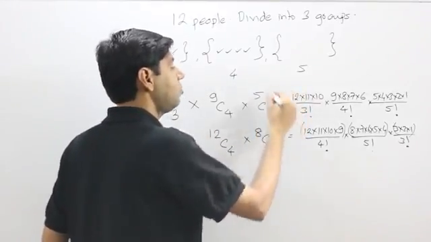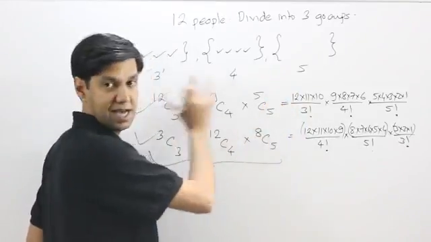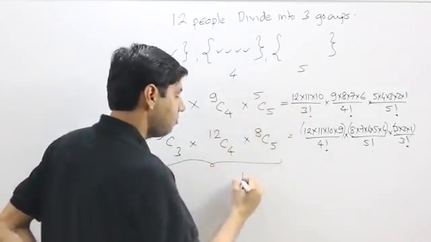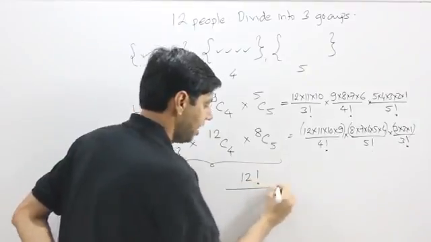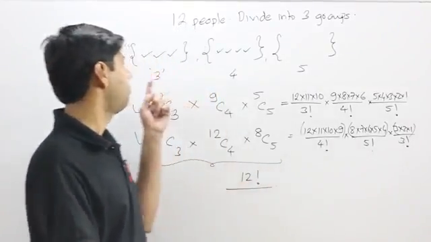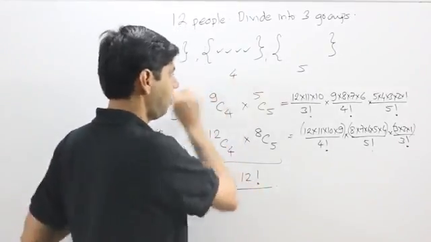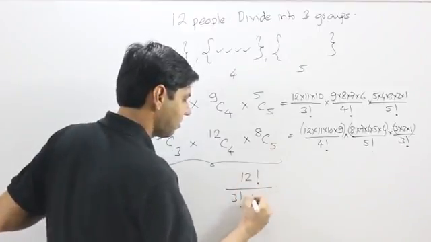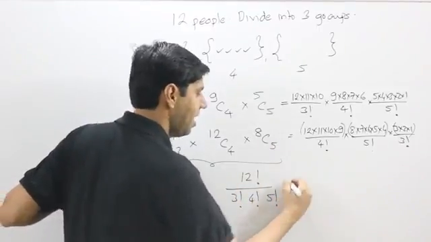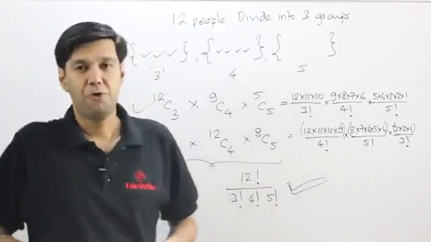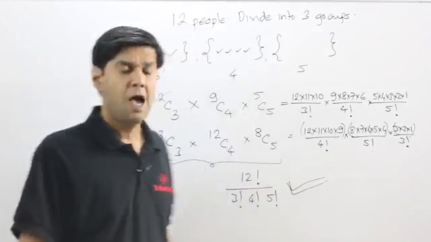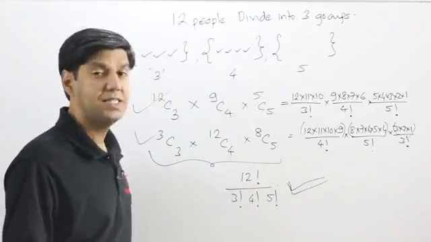In fact, doing this, you should realize that rather than writing the answer in this way, the final form is going to be just 12 people, so that is 12 factorial, and the group sizes are 3, 4 and 5. So divided by 3 factorial, 4 factorial, 5 factorial. This is our answer for this question here. Nothing wrong out over here. So where does the error creep in?